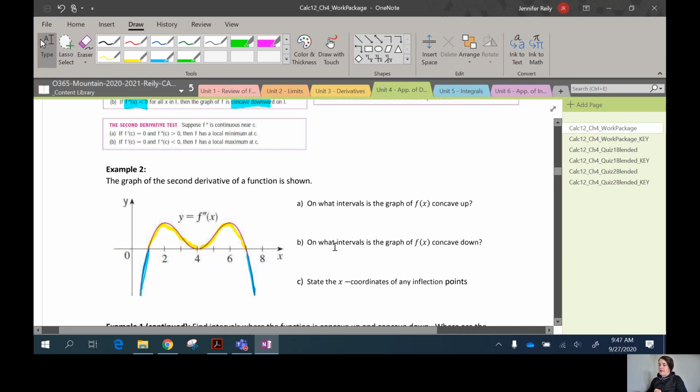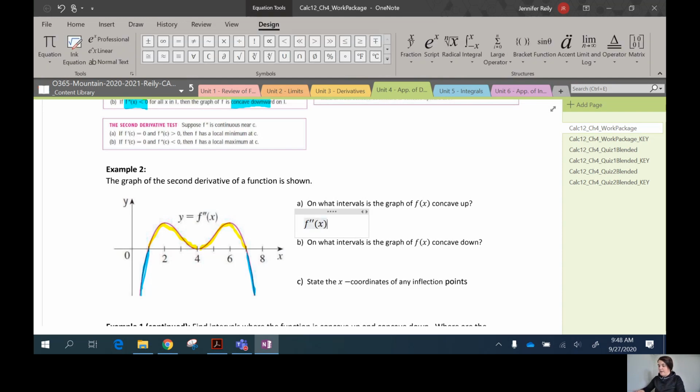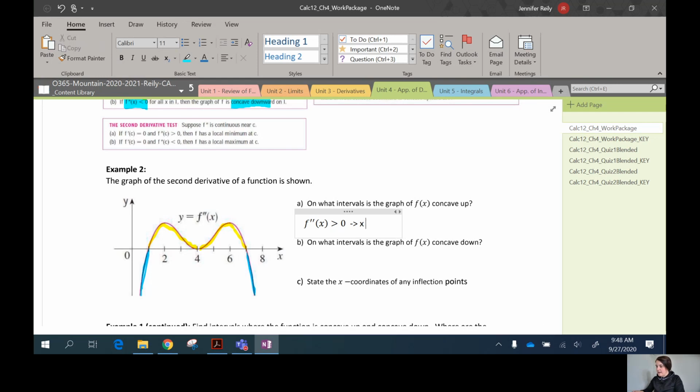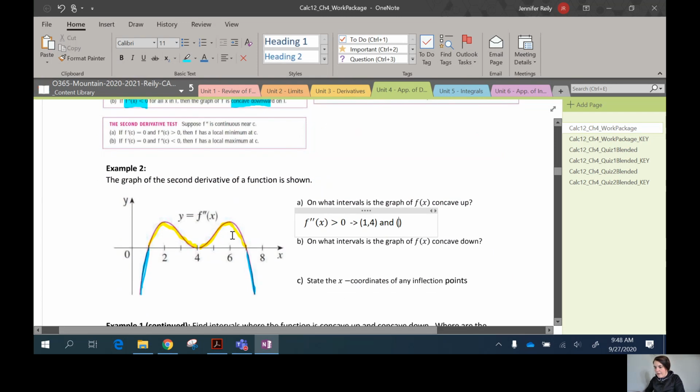So the question A asks, on what intervals is the function f of x, remember, we don't see f of x here, we just have information about f double prime of x, on what intervals is the original function concave up? Well, concave up would be wherever the second derivative is positive. And so therefore, it would be for x between 1 and 4, and between 4 and 7.